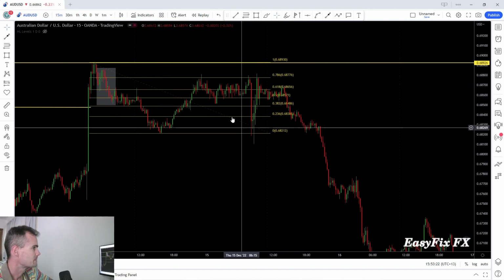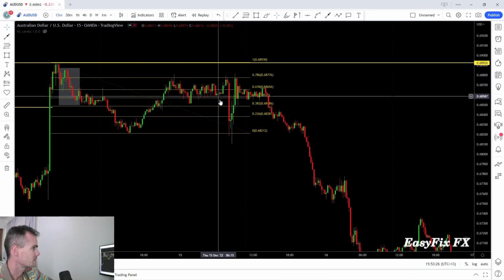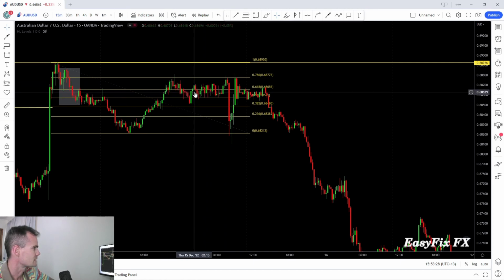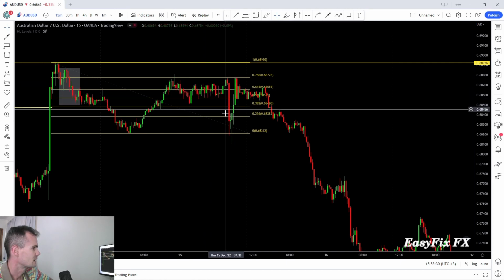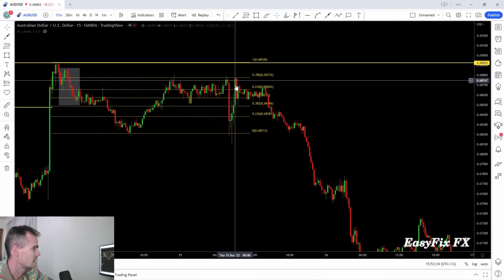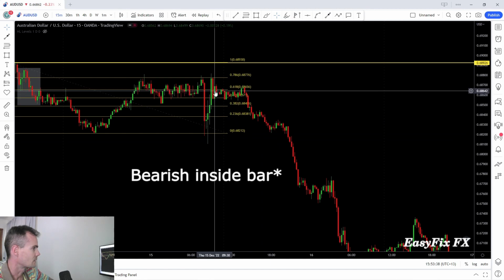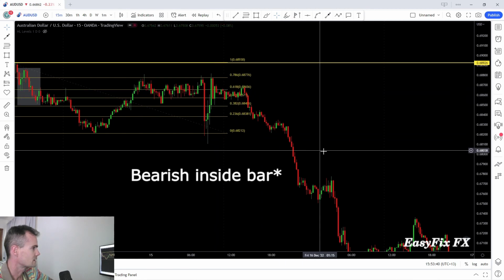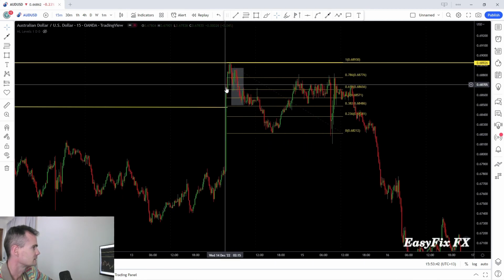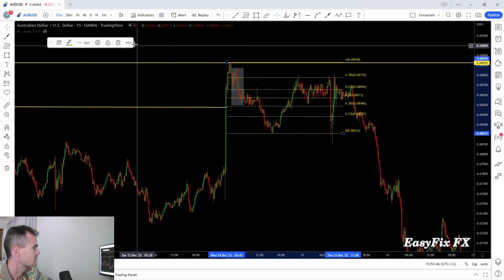Later on, I was going to enter here, but there was news, I think. Well, I think the news was here, and I didn't want to trade during news. So I waited. After the news, I saw this bearish engulfing candle, and I waited for a slight pullback on that bearish engulfing candle, and then I got in there. And basically that was the actual reasoning for the trade entry.